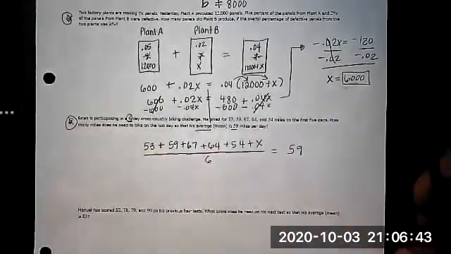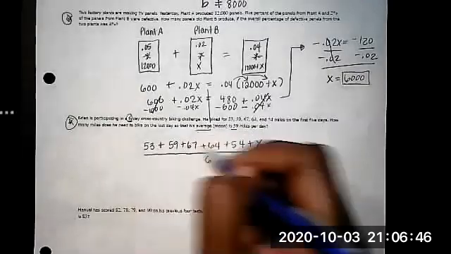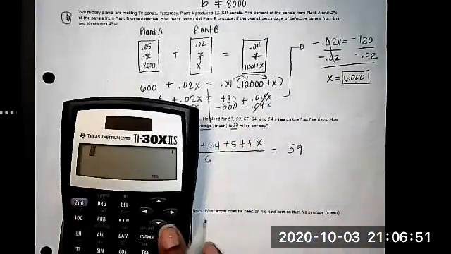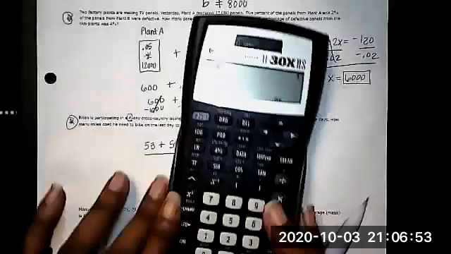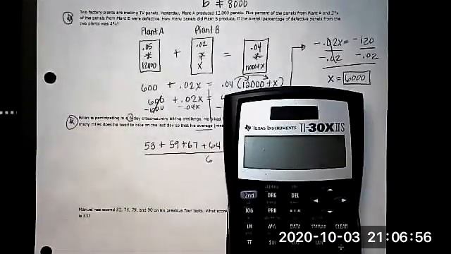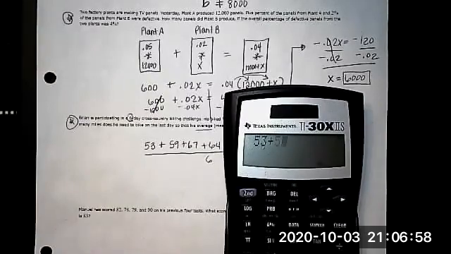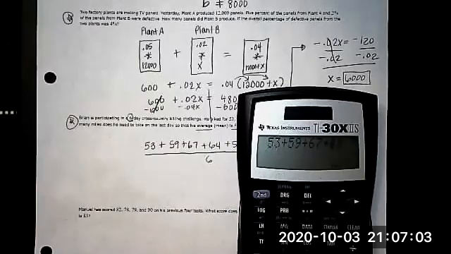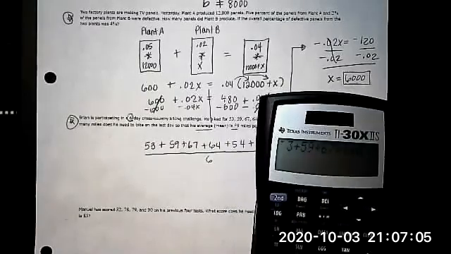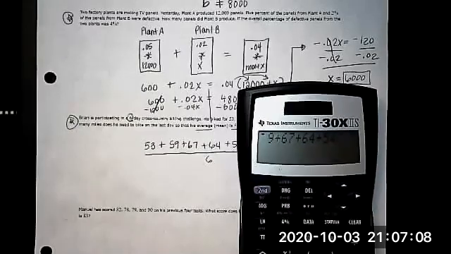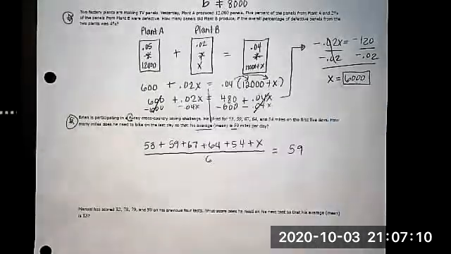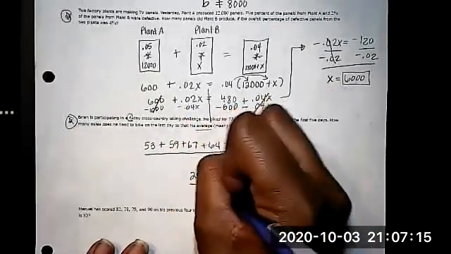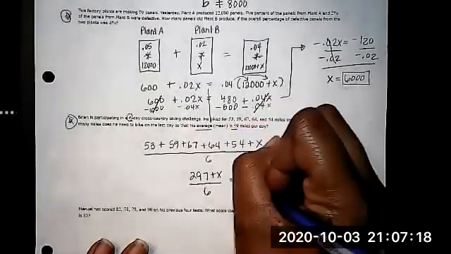First and foremost, there are multiple ways to do this. I would start by adding all of those numbers here. So let's do that. Again, this is not set in stone. You can do this in multiple ways, but this is the way I would solve it. 64 plus 54. Enter. 297. So 297 plus x over 6 equals 59.